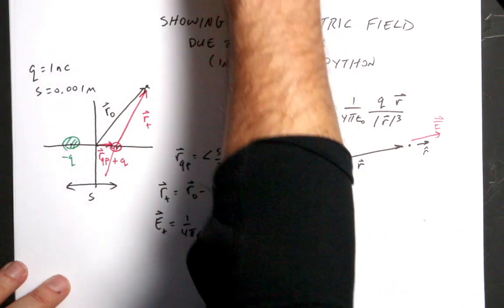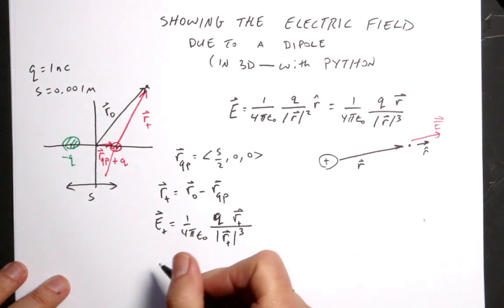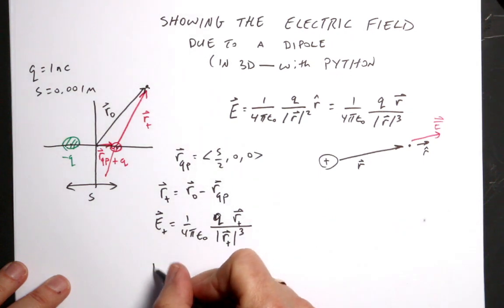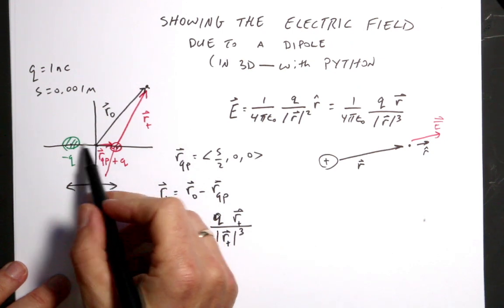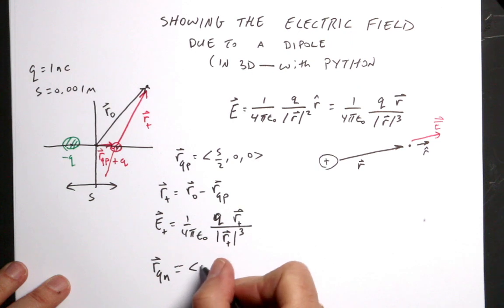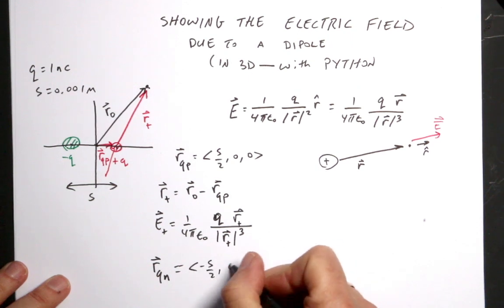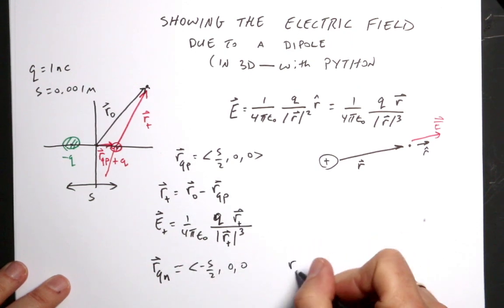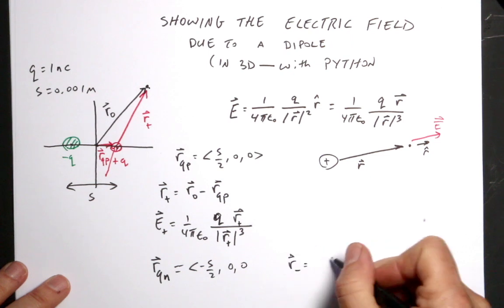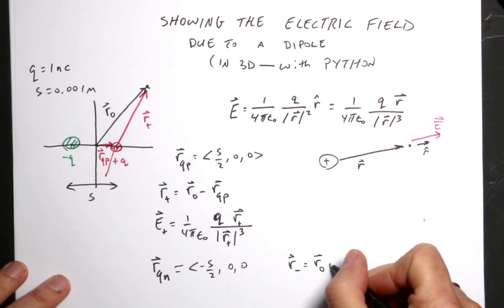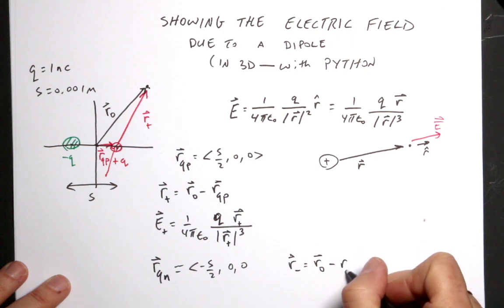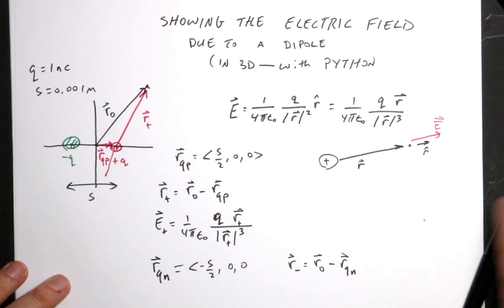Well, what do I do after that? Well, then I just do the same thing for the negative charge. Now let's just go ahead and write down r_QN for the negative charge. That's going to be equal to the same thing. I start from here and I go there. It's going to be equal to negative s over 2, 0, 0. So r minus is going to be equal to the vector r_O minus r_QN. And so let's draw that in here.